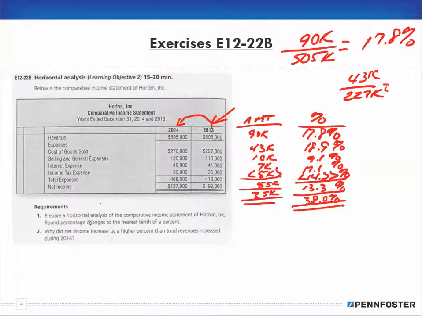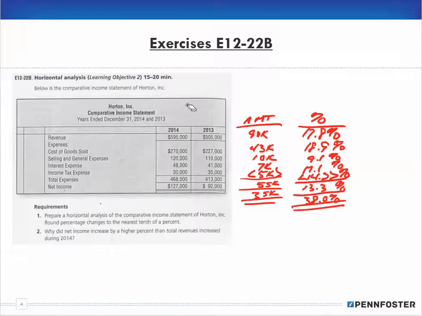The preparation of a horizontal or a vertical analysis is almost always identical. You're just doing the same process, just crunching numbers. Notice that the only thought process here is what numbers am I subtracting and what numbers am I dividing. I'm not making any major fundamental decisions or doing any analysis of the numbers. It's what we create here that we use for the analysis.